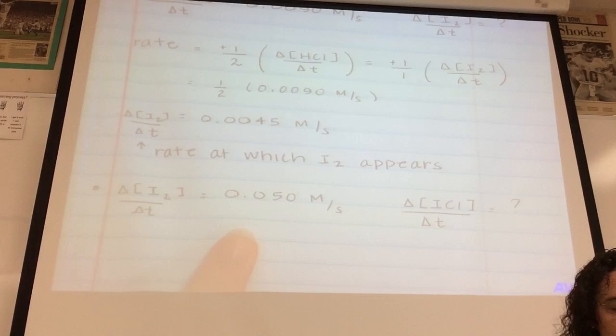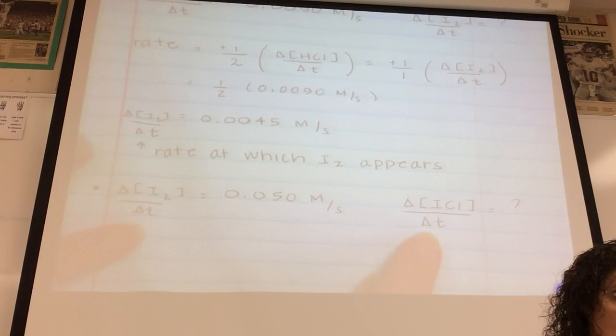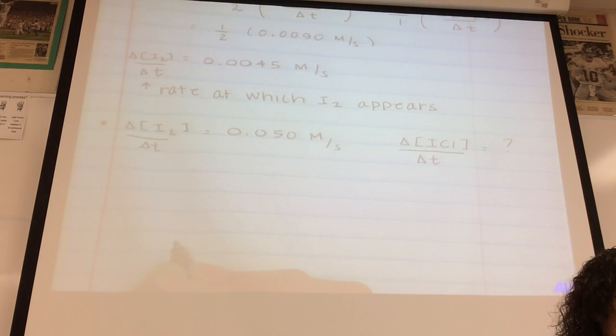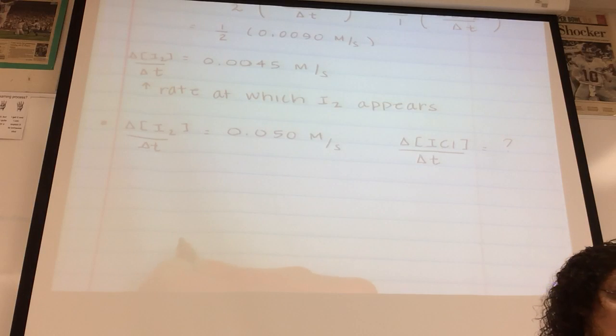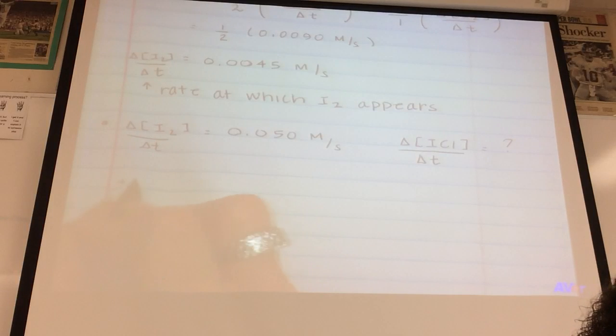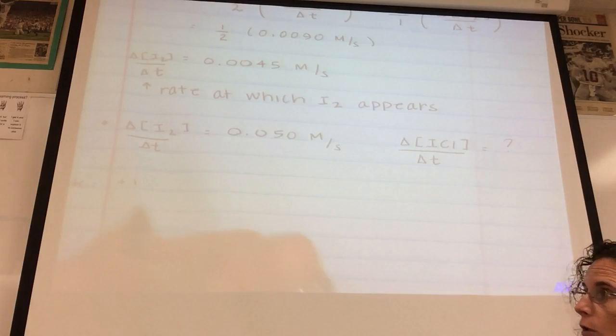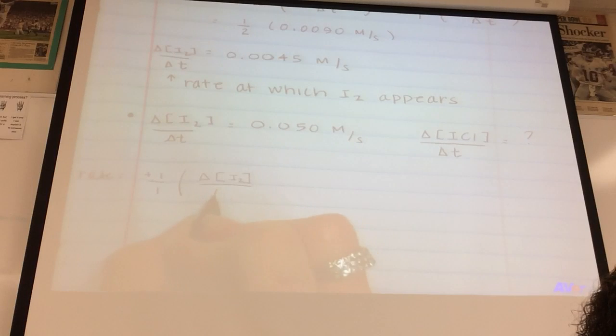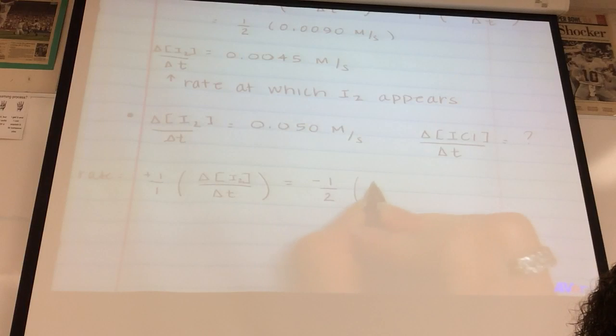So again, what you're given, what you're looking for. You're going to write a rate equation with these two from the balanced equation. So what would our rate equation be? Rate is equal to plus 1 over 1, parentheses delta iodine over change of time, equals -1 over 2 the change of iodine chloride.